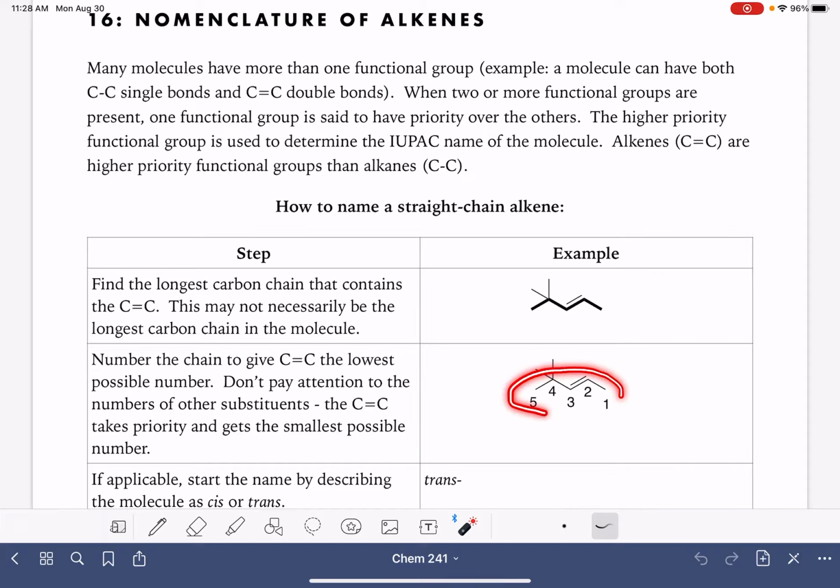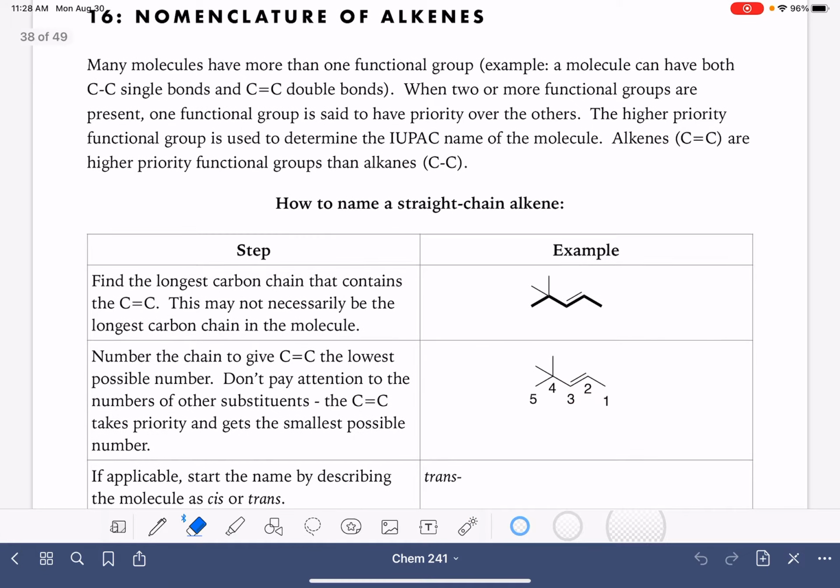So in this particular example, we're numbering from the right side to the left side so that the double bond is located in between carbons 2 and 3. You don't want to pay attention to the position of the other substituents at this point. So for example, the methyl groups in this case are ending up on a pretty high numbered carbon atom. That doesn't matter. The most important thing is that we give that double bond the smallest possible number.